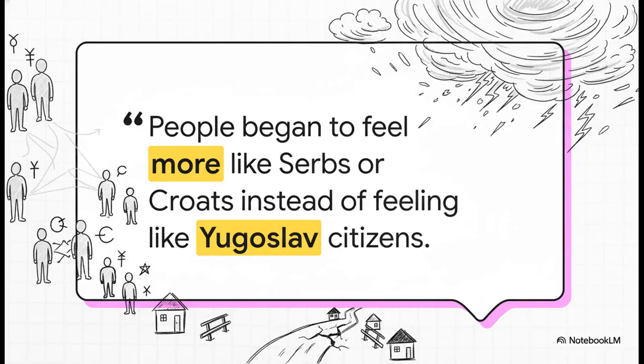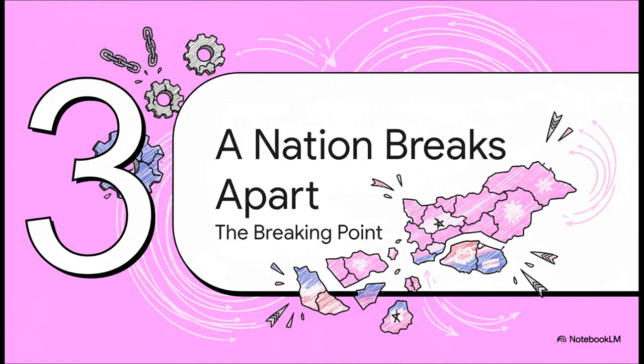And you can see exactly what happened next. That shared idea of being Yugoslav just started to disappear. People's identities shifted. Instead of seeing themselves as citizens of the same country, they started thinking of themselves as Serbs or Croats or Bosniaks first. And just like that, neighbors who had been friends for their whole lives started to view each other with suspicion. So you've got a failing economy and this rising tide of nationalism. The country was at its breaking point. The whole idea of Yugoslavia was crumbling, and the individual republics were ready to go their own way.